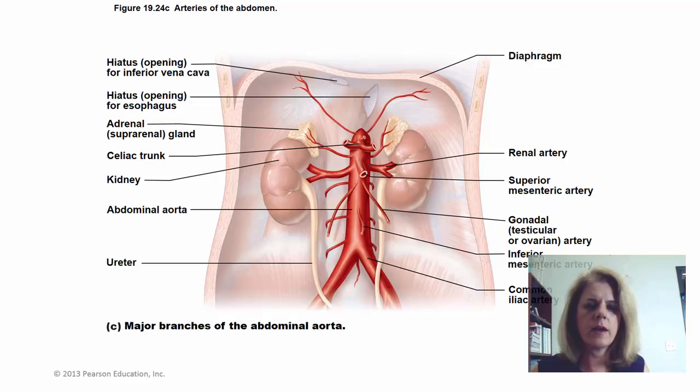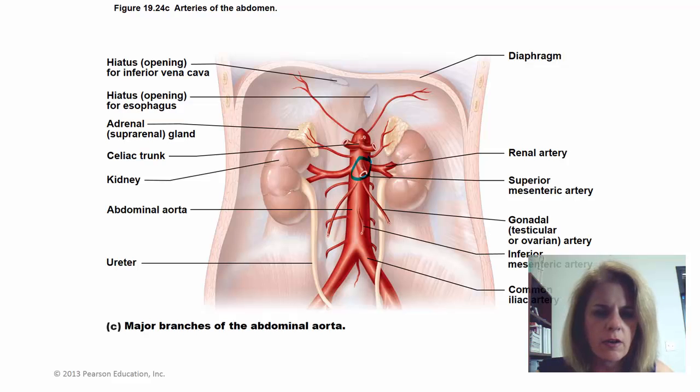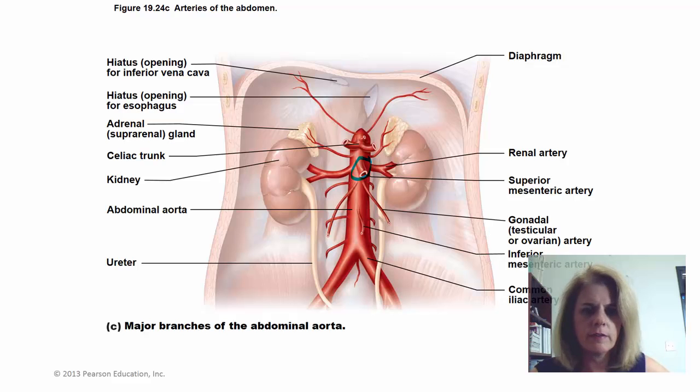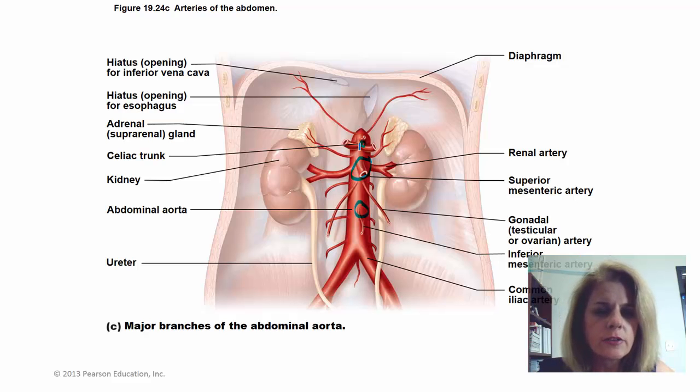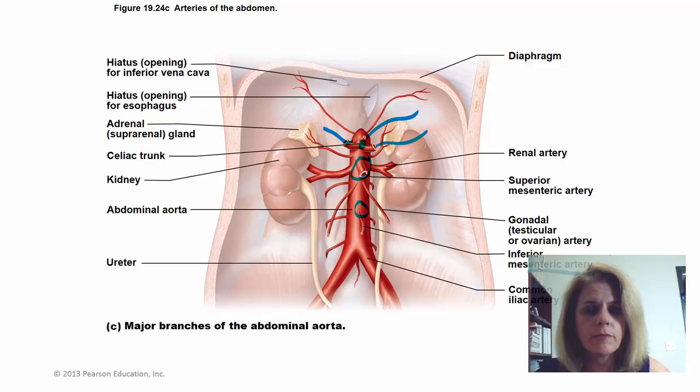So here we've taken away the stomach, and you can see that superior mesenteric artery right there. So if there's a superior, there's usually an inferior, and there is, so just come straight down, and here is your inferior mesenteric artery. Okay, so here's that celiac trunk. You have your gastric artery, your splenic artery, and your hepatic artery coming off.